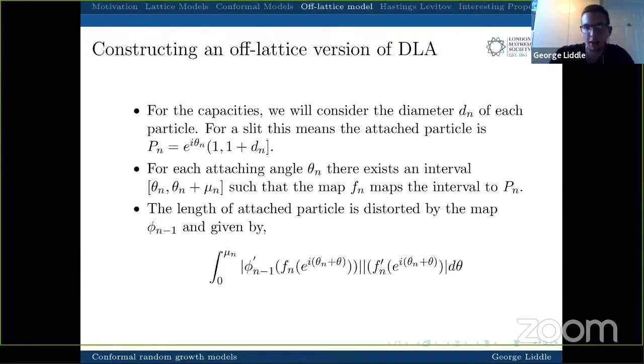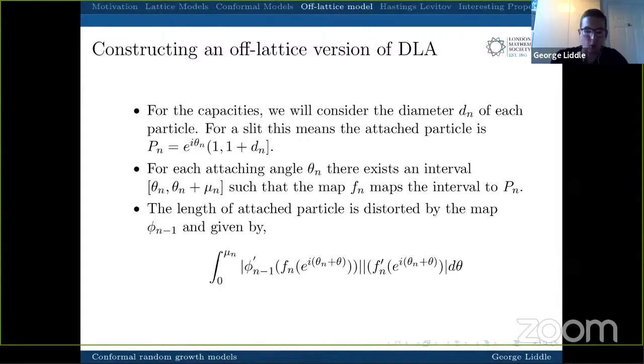And we assume we're going to attach a slit in this case, like we just described. Again, because computationally that makes it a little bit more simple. But this can all be repeated for any of the particles which we will discuss later, which are allowed to be attached. So how do we pick the capacities? Well, for each attaching angle, we can find an interval that, mapped via the map Fn, gets mapped into the particle itself.